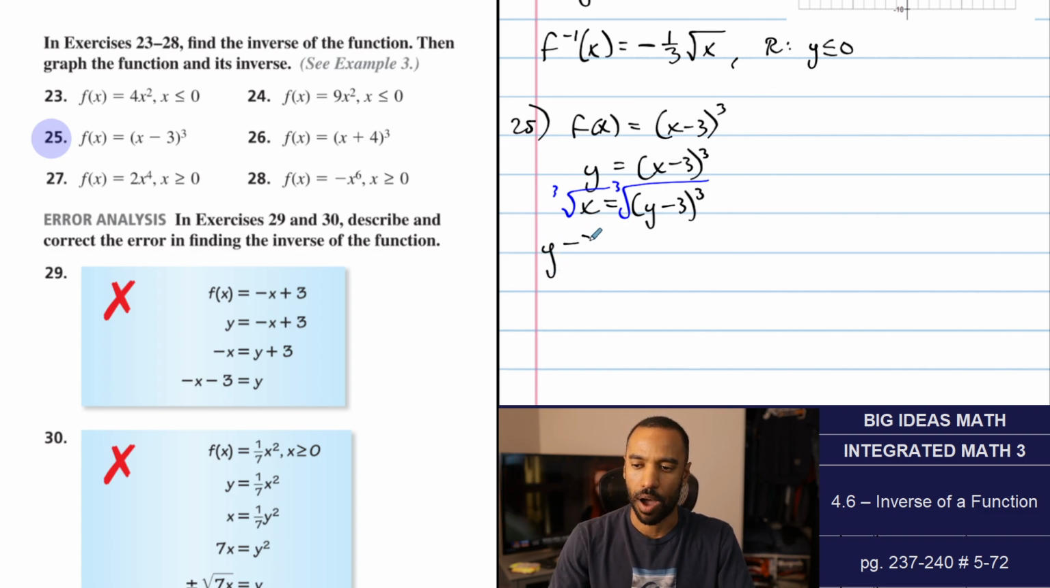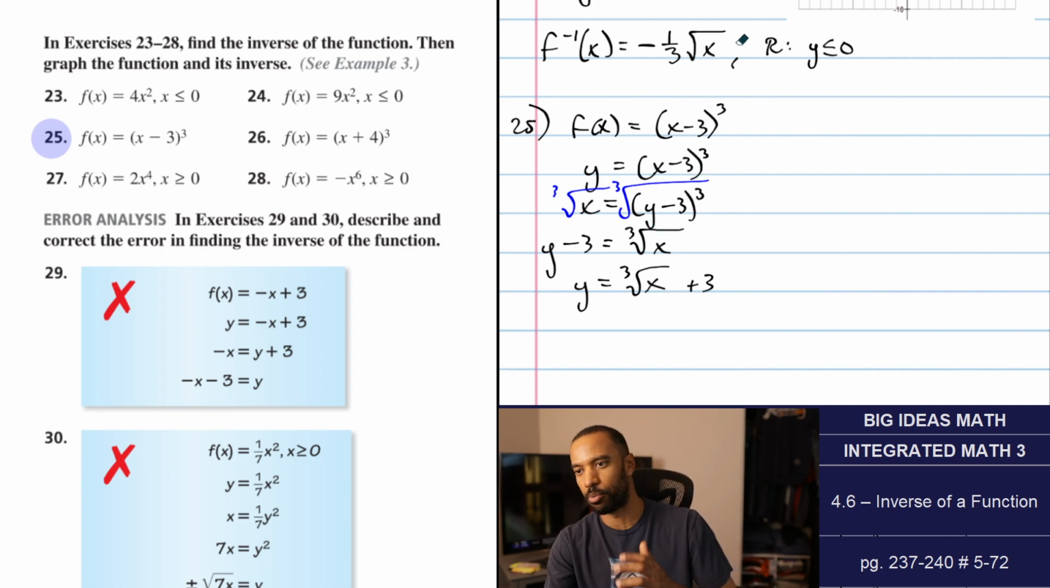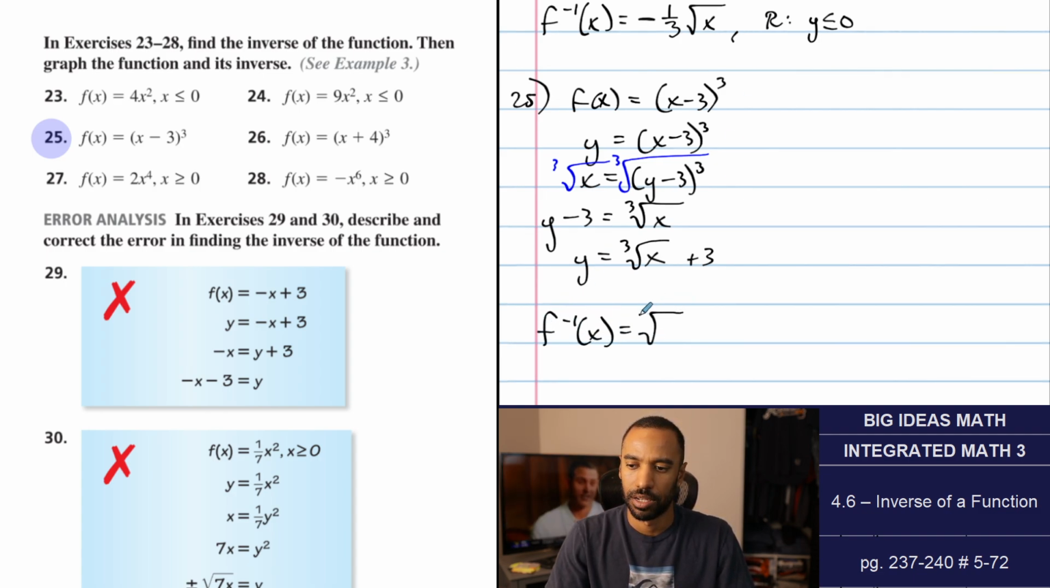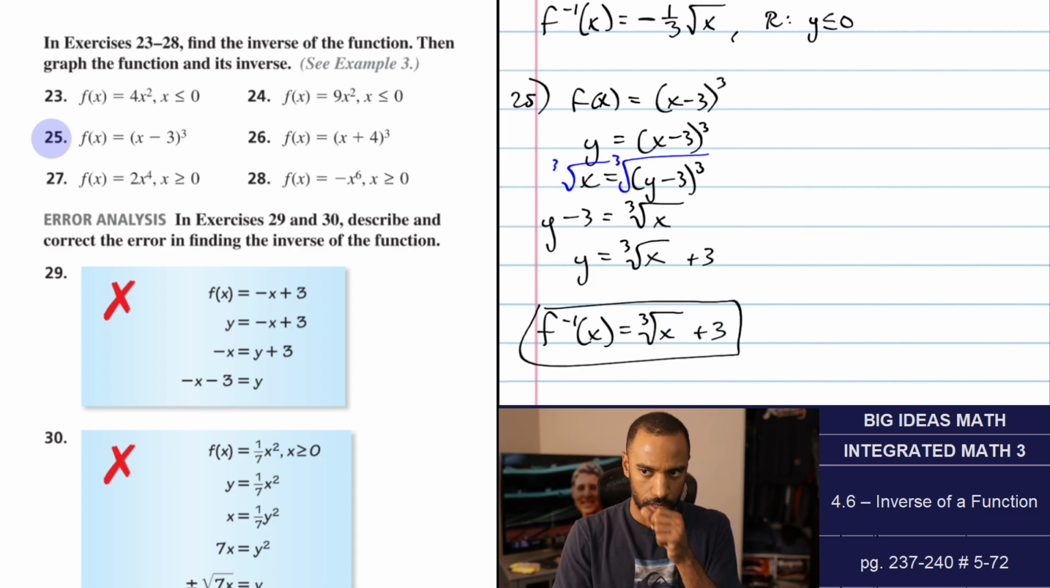So now it's going to say y minus 3 equals the cube root of x. And then we add 3 to both sides. We get y equals the cube root of x plus 3. And that's on the outside of the cube root. That means it's more of a k affecting. We translate upwards, right? So this is going to be the inverse of that. Okay, so there's the inverse.